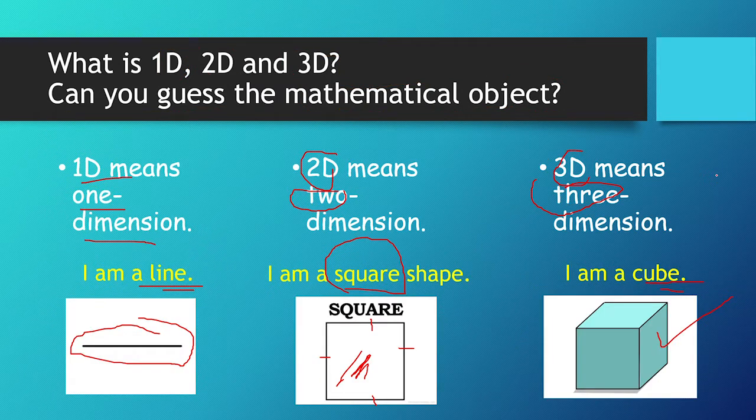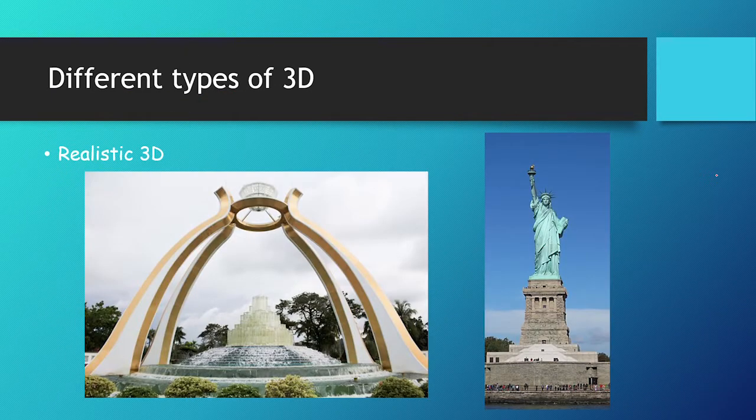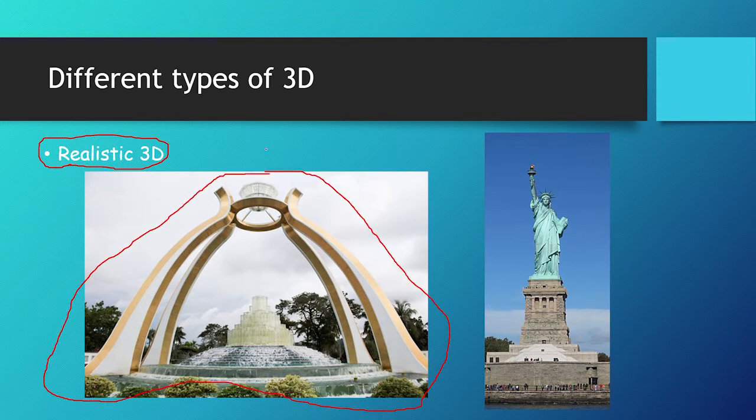Okay, moving on. Now there are different types of 3D. The first type I want to introduce to you is realistic 3D. That means it looks very real. Like this, it looks like a diamond shape, like the ring that you wear on your finger. This is at the Jerudong Park. I'm sure you are very familiar with it.